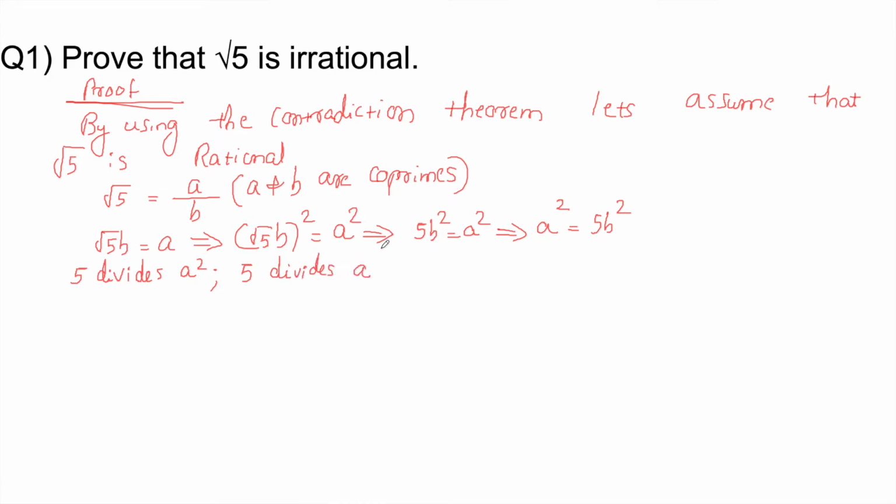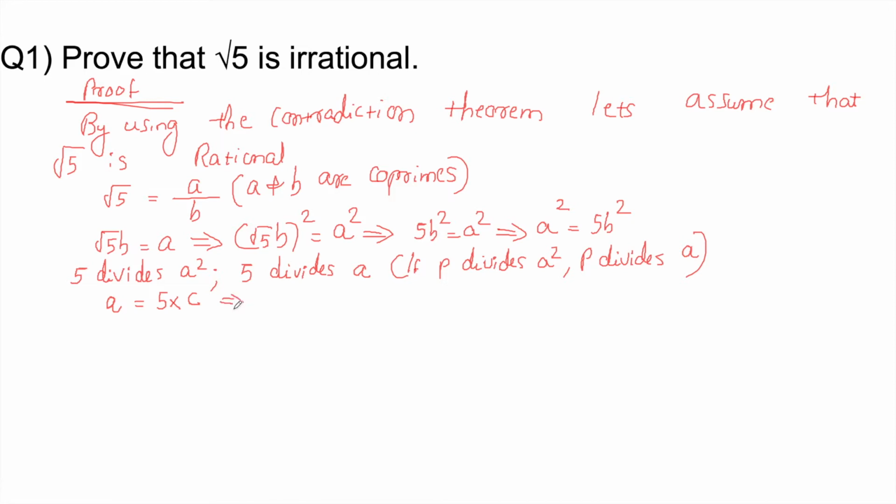How? By the theorem 1.3, if p divides a square, then p divides a. Okay, so by this theorem we can write like if 5 divides a square, then 5 divides a. Now 5 is a factor of a. So we can write like a is equal to 5 into any integer. That integer we are taking as c.